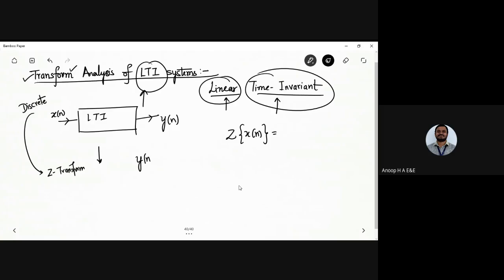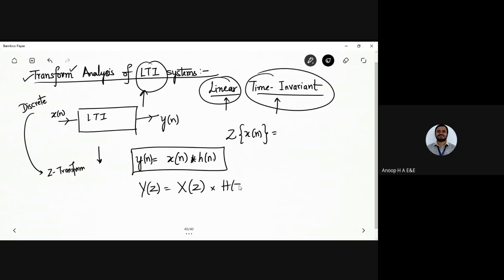So looking at the convolution definition, I have y of n equal to x of n convoluted with h of n. From the property itself, it is quite clear that y of z would be equal to x of z, that is normal multiplication, with h of z here. So now what do I need to do? I need to have this function h of n, which is already there in this LTI system, with the input being impulse in nature.